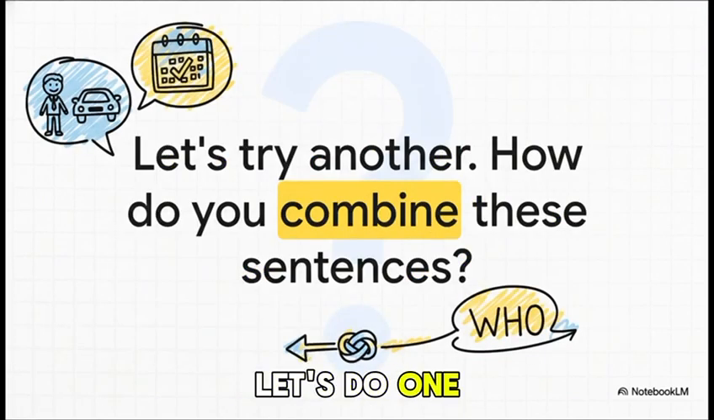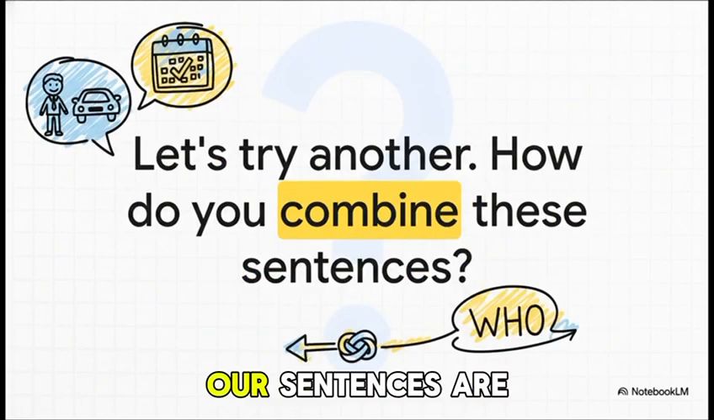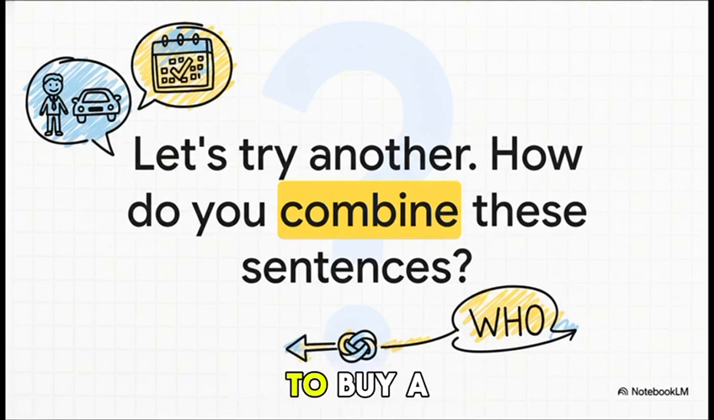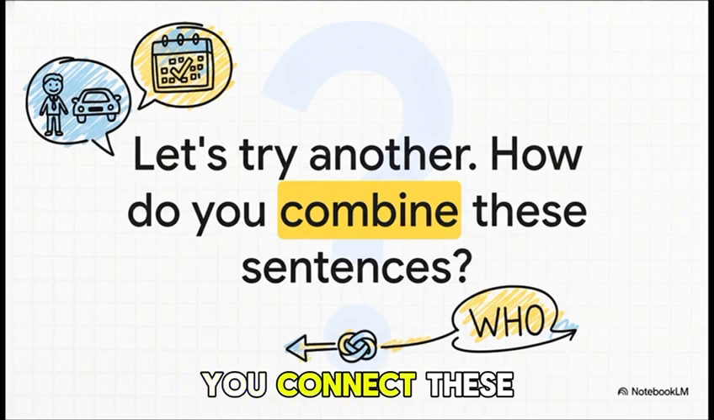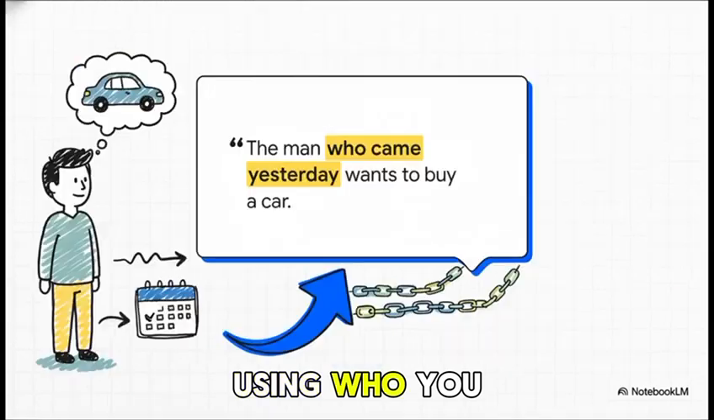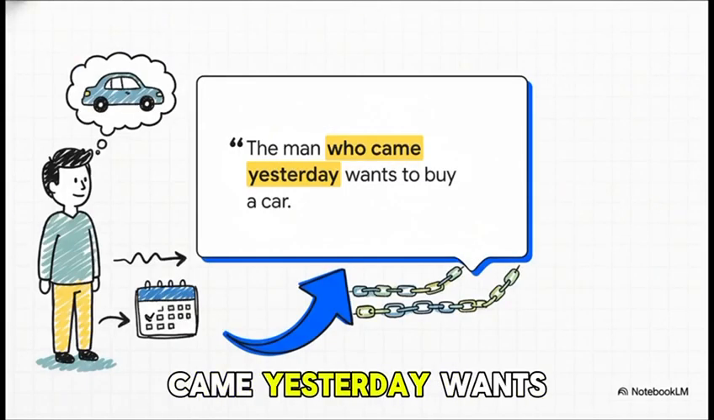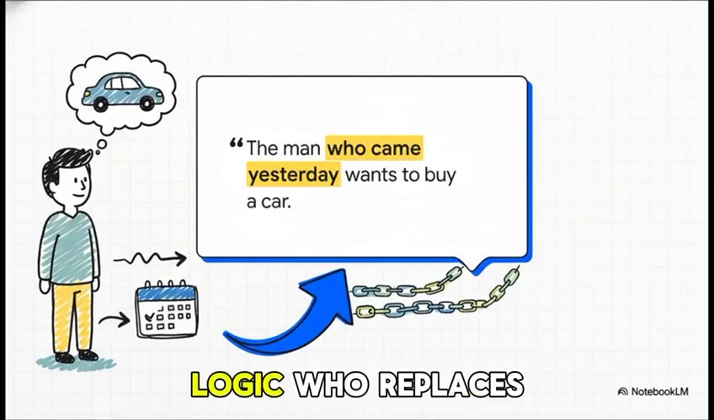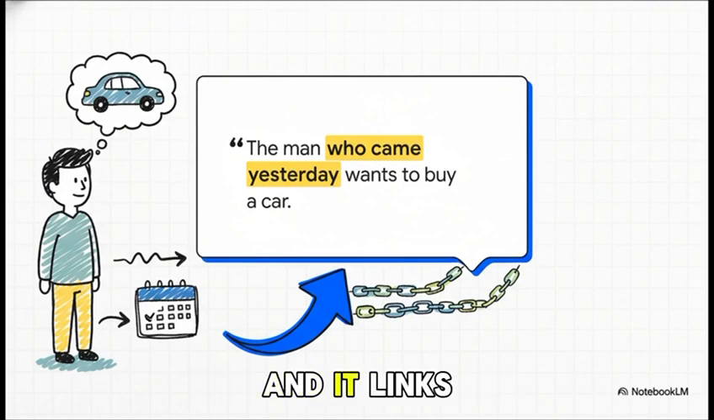Feeling good? Let's do one more just to really lock it in. Our sentences are, the man wants to buy a car, and he came yesterday. So how do you connect these two ideas using who? You got it. The man who came yesterday wants to buy a car. It's the same logic. Who replaces he, and it links that action, coming yesterday, directly to the man. It's just clean, efficient, and sounds fantastic.